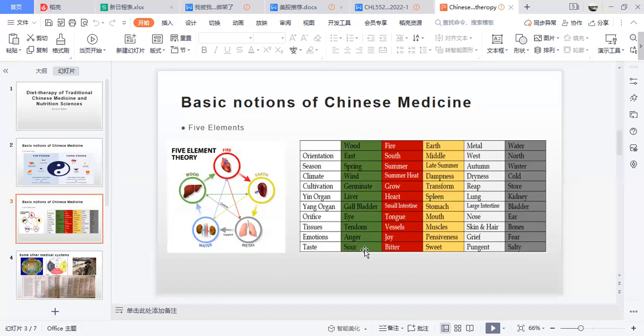Here is correspondence. Every element has its own correspondences. So for example, wood: the first part is orientation. Orientation is east, season is spring, climate is wind, cultivation is germination, yin organ is liver, yang organ is bladder. So in Chinese medicine, different organs belong to different elements, and they also have yin and yang for balance. Other things are the eye, tendons, and it's also related to anger, and the taste is sour.